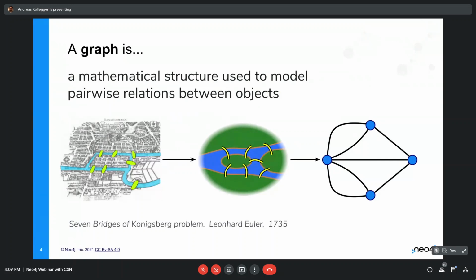Each of those lines correlates with one of the bridges from the left-hand drawing. Now you've abstracted away all the irrelevant information, and you can focus on just the problem, which is a problem of traversal. Can you actually start from any of those blue dots and go across each one of those lines without crossing a line twice? It turns out you can't. It's not possible. But graph theory was born as a way to solve this problem.